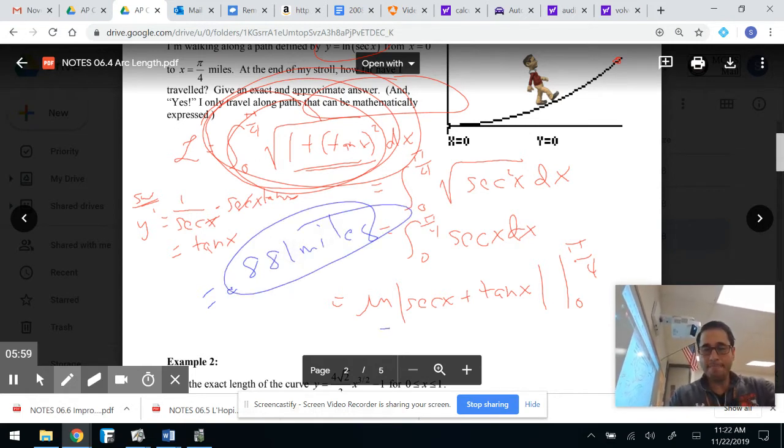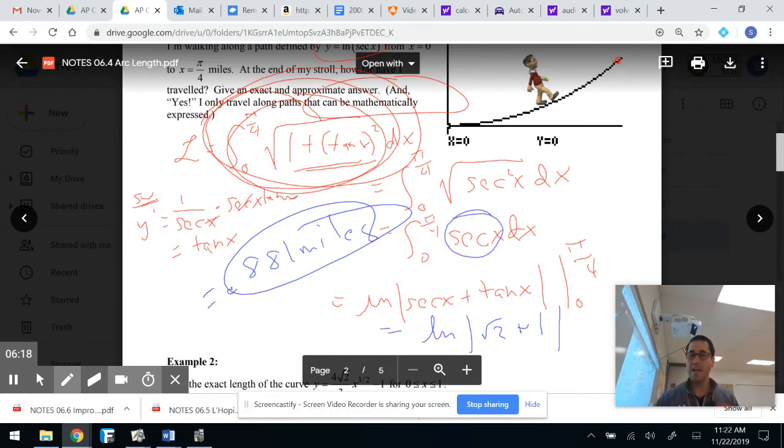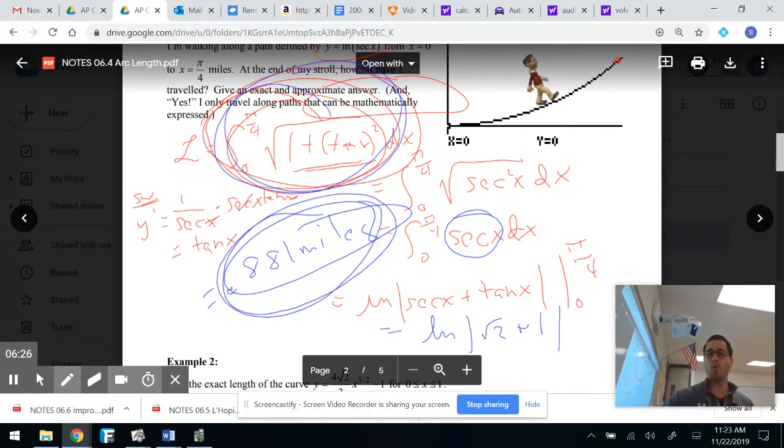If you did this, plugging in your pi over 4 and your 0, you would get the natural log of the absolute value of the square root of 2 plus 1. You should check that and refresh to make sure you're good with your trig values. But once again, I would not expect you to have that antiderivative memorized. So if this happened on one of our quizzes or tests, you just have to be able to get to that step, put it in your calculator, and then you'll be good to go.